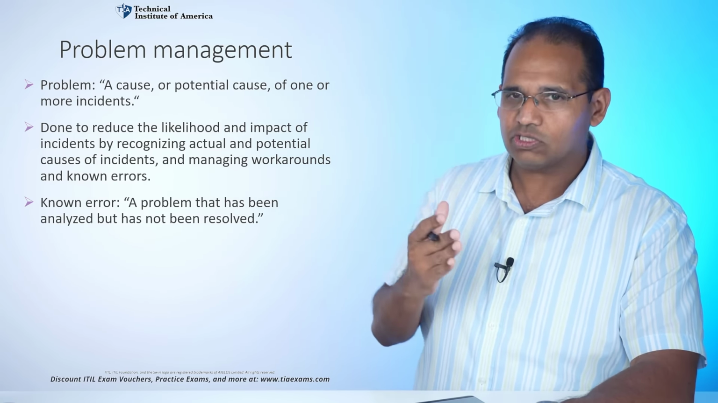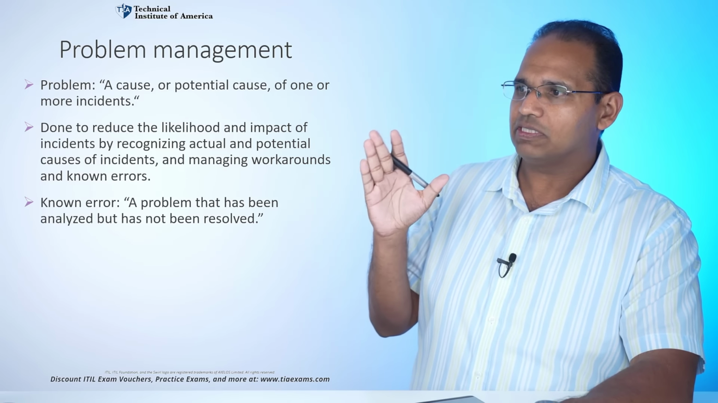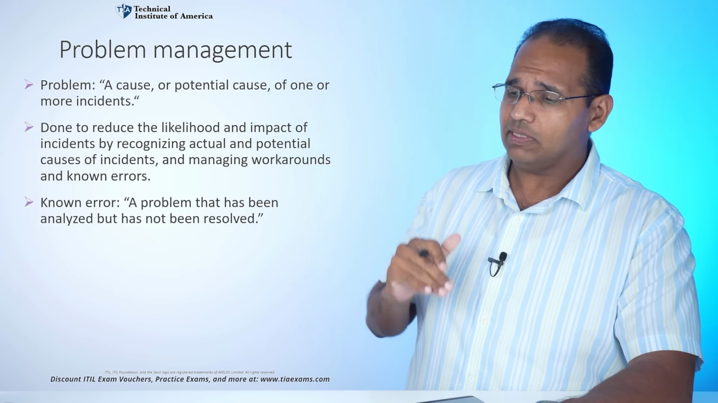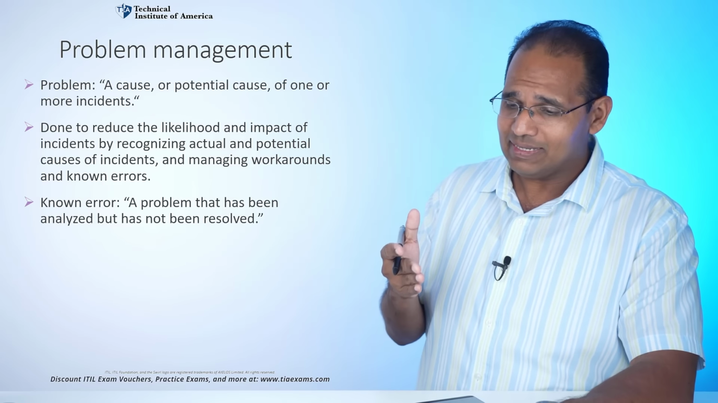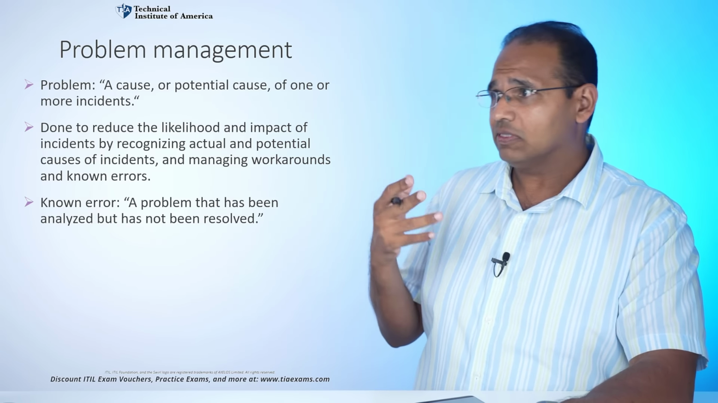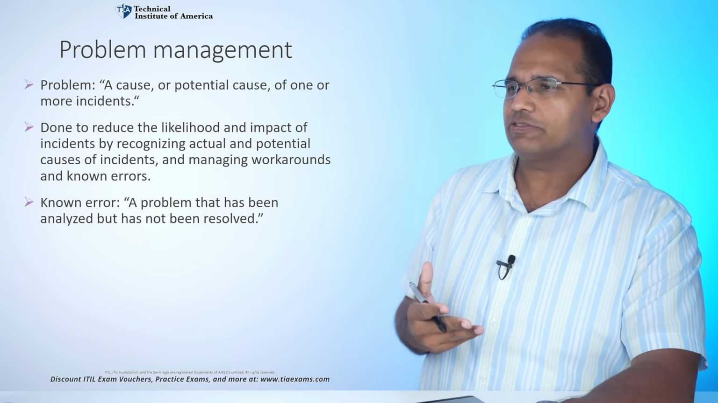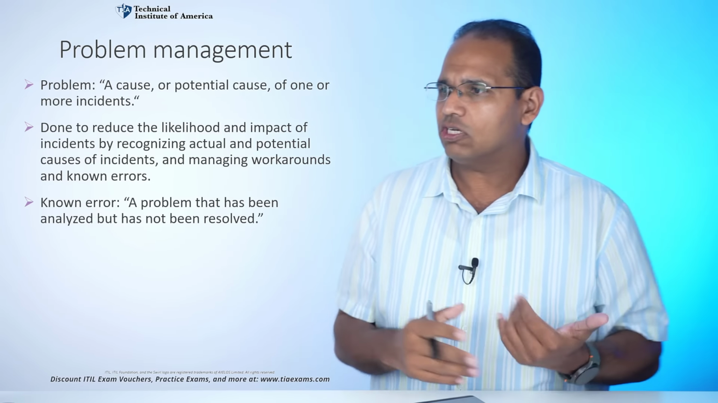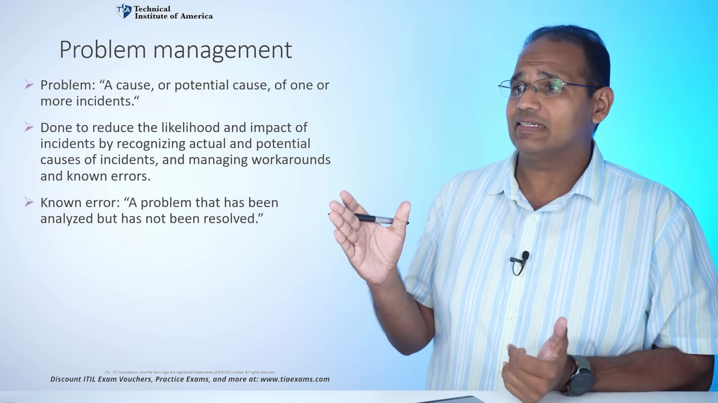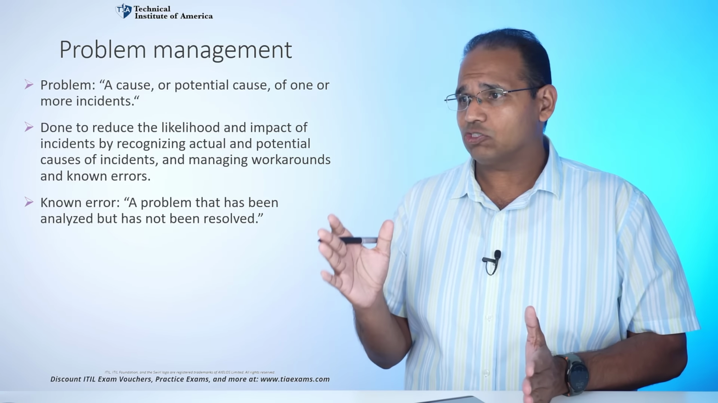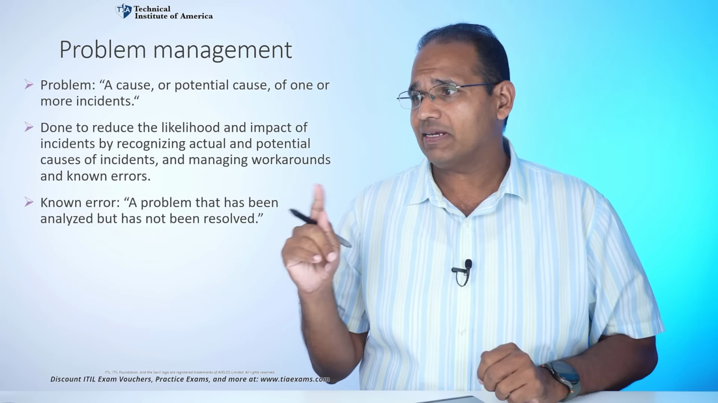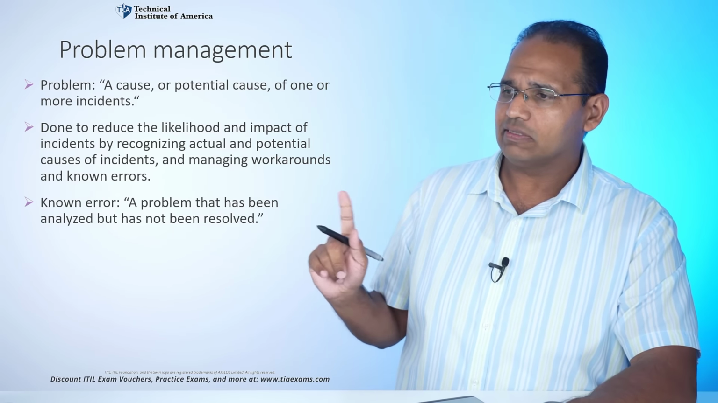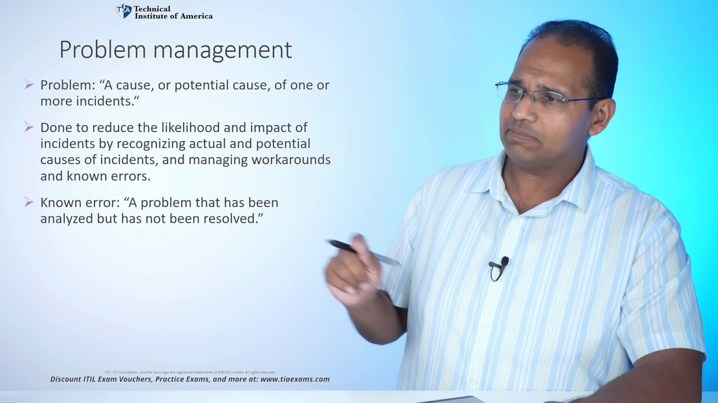Now, from the beginning of ITIL time, everybody gets a question on problem. You need to understand that a problem is a cause or potential cause of one or more incidents. Remember that. An incident is a degradation or removal of a particular service. It's a disruption in that service. So what is problem management about? It's done to reduce the likelihood and impact of incidents by recognizing actual and potential causes of these incidents and managing workarounds and known errors. A known error is a problem that has been analyzed but has not yet been resolved.